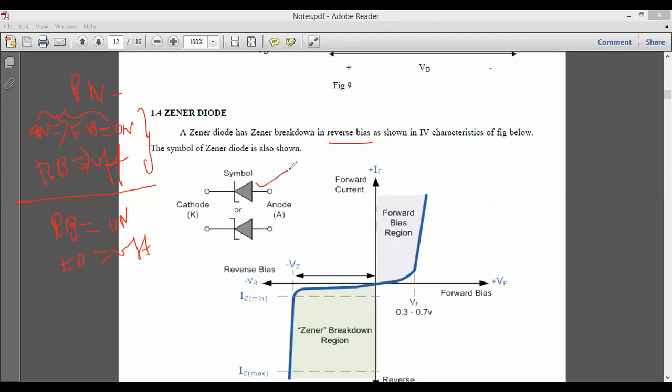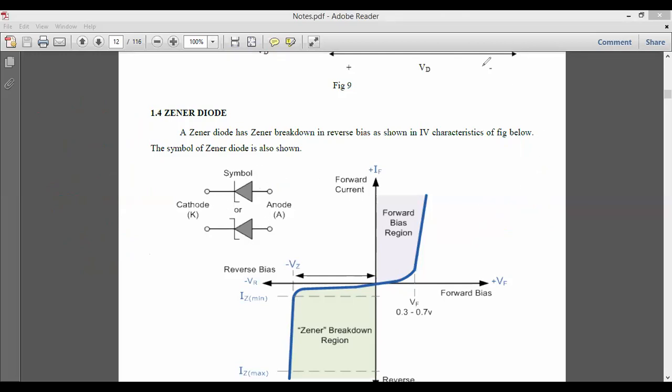So this is the symbol of the Zener diode. The difference in symbol is that this is a normal PN junction diode, where this is the anode and this is the cathode, and this is your Zener diode. Just draw two lines here, so this becomes the anode and this is the cathode. Therefore, the first difference is that the PN junction diode is operated under forward bias, and the Zener diode is operated under reverse bias, and this is the symbol for the Zener diode.